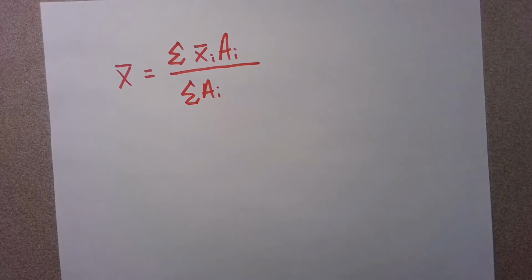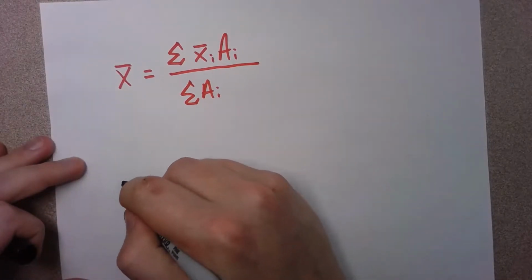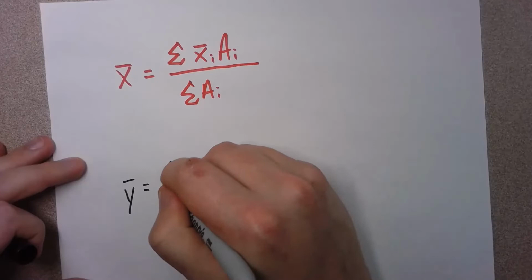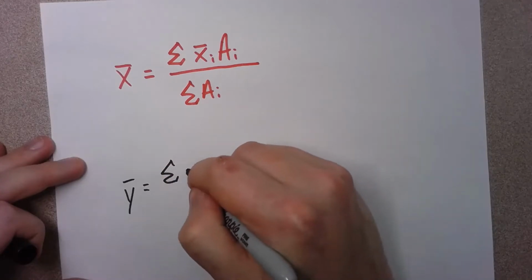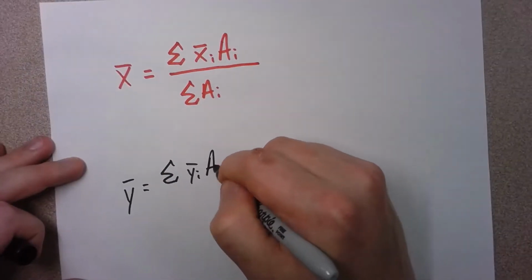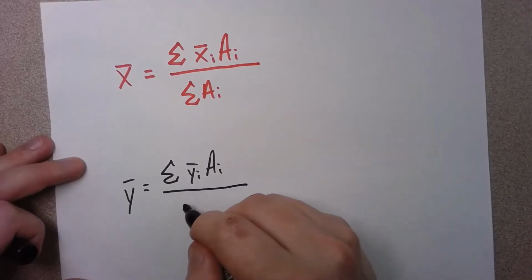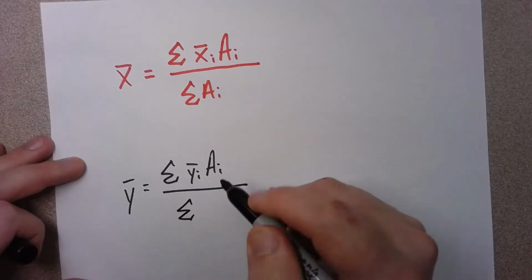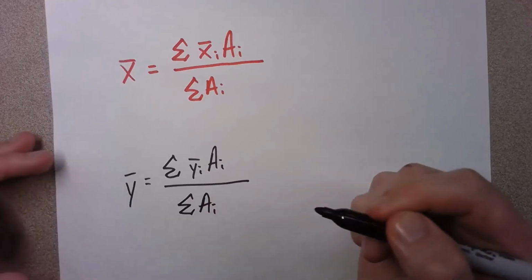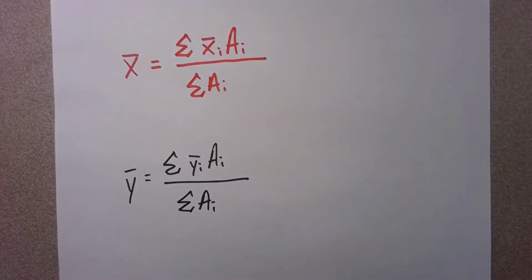So that's your x bar, and then y bar is equal to the sum of the individual y bars times their area, divided by the sum of the areas. Okay, so let's look at an example now. I'm going to draw a shape that looks as close as I can to my least favorite superhero. So we get this shape going here, just like that.